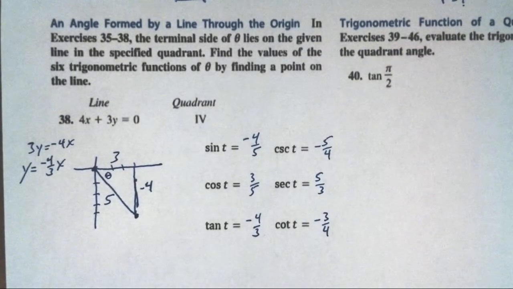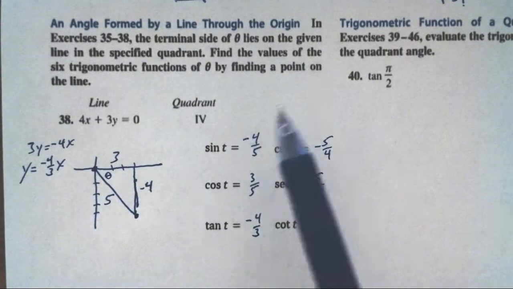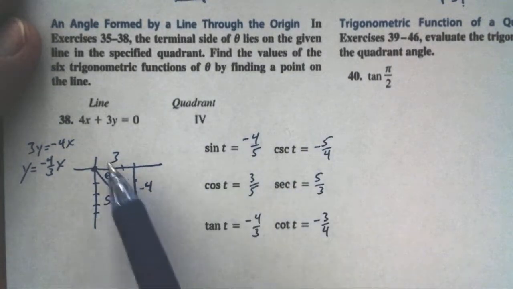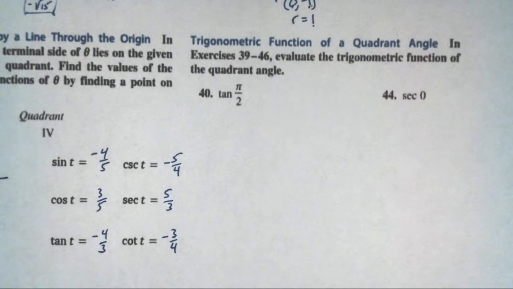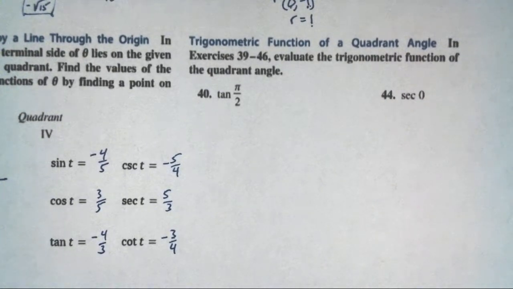Okay, so a really easy one. It was nice that it was such a friendly little Pythagorean triple there. All right, 39 through 46. Evaluate the trig function of the quadrant angle. I'll refer to those as quadrantal angles.